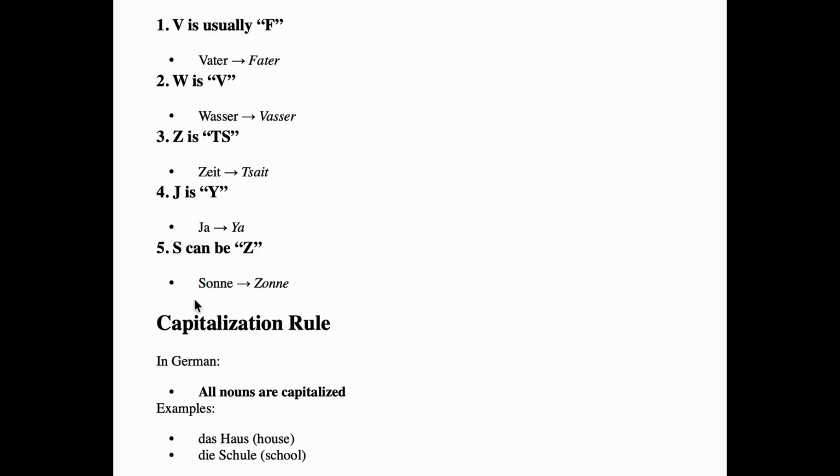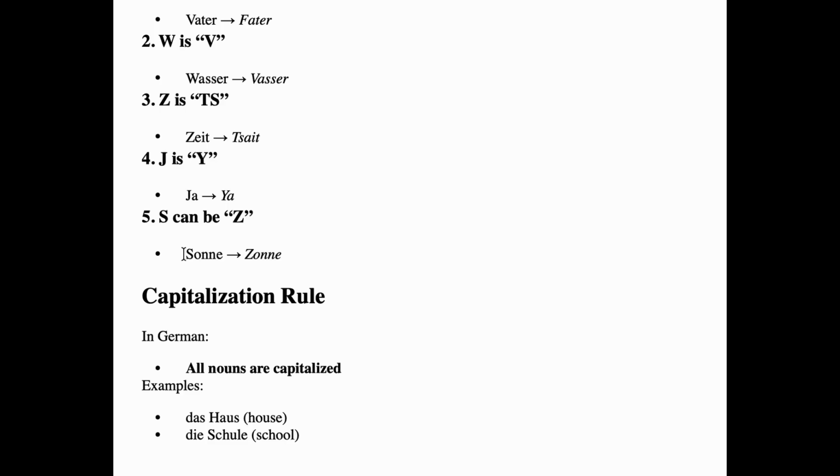For example, this is Sonne. This is not Sonne with an S sound, but it will be pronounced as Zonne. Why? Because O is a vowel, and as I said, if we have any vowel attached with S, it will give you the sound of Z. Sonne means sun.